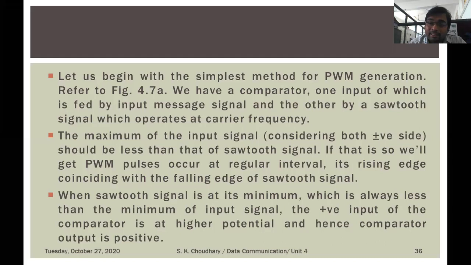And when the sawtooth signal is at its minimum, which is always less than the minimum of the input signal, at that time the positive input of the comparator is at higher potential, and hence the comparator output is positive. So here two levels of the signal have been discussed. In the first case, the maximum value of the input signal is always less than the maximum value of the sawtooth signal amplitude, and at that time the negative terminal, the inverting terminal, is higher in amplitude as compared to the non-inverting terminal. That's why the negative pulses are generated.